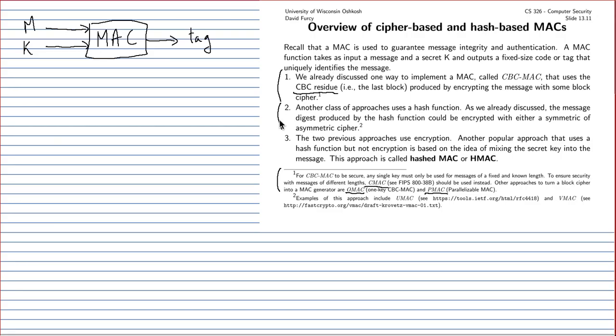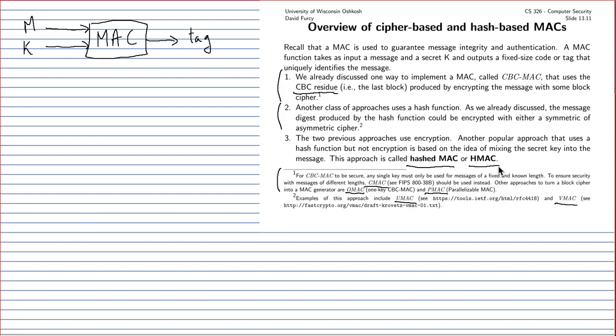Another approach we discussed was to use either symmetric or asymmetric encryption to encrypt a hash code of the message and use that as a MAC. I'm going to discuss that again here. Actual implementations of this approach include UMAC and VMAC in case you want to look those up on the side. Instead, what we're going to focus on in the rest of this lecture is hash-based approaches to MAC, what we call hashed MAC. The main approach we're going to discuss in the rest of the lecture is called HMAC.